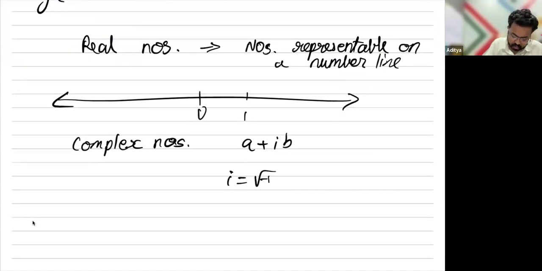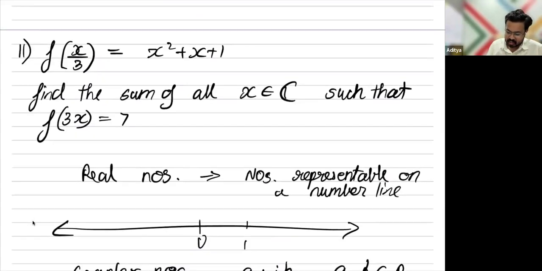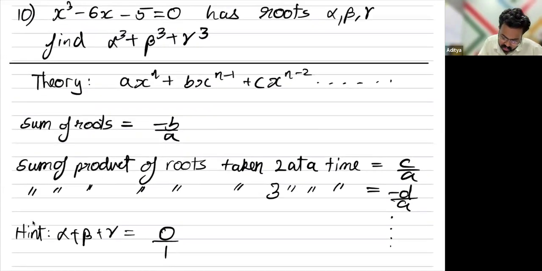Okay. So, where was I? Complex numbers are basically, they contain all real numbers. When you put b equal to 0, you are left with a only. Here a and b belong to all real numbers. So whenever I talk about the sum of roots or sum of product of roots taken 2 at a time, 3 at a time, I mean all the complex roots included.